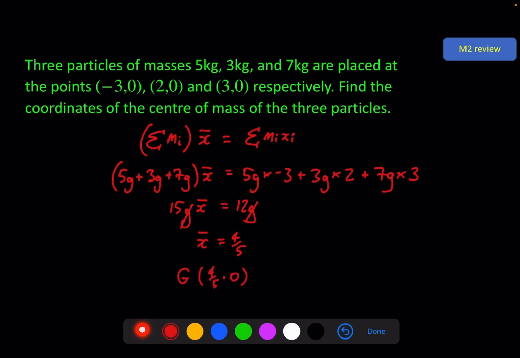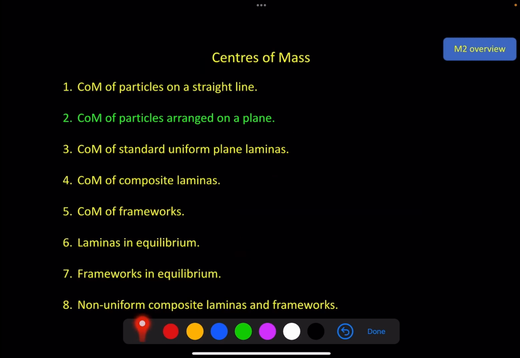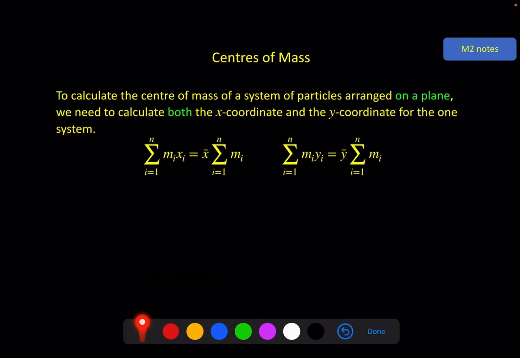In this video, we're taking this idea forward to find a centre of mass of particles arranged on a plane. And there isn't really much different here from what we did in the first video, except a slightly better way of approaching the calculation. We know to calculate the centre of mass of a system of particles on a line, we can use this for the x-coordinate or this for the y-coordinate. To find it arranged on a plane just means you have to do both, the x-coordinate and the y-coordinate.